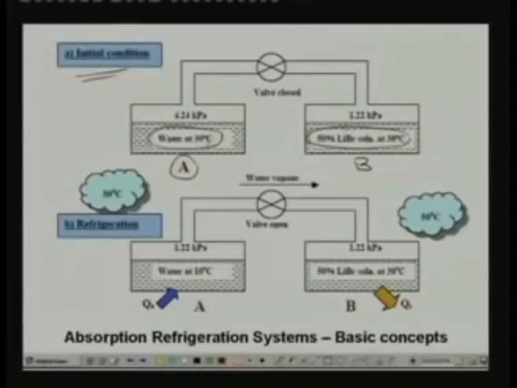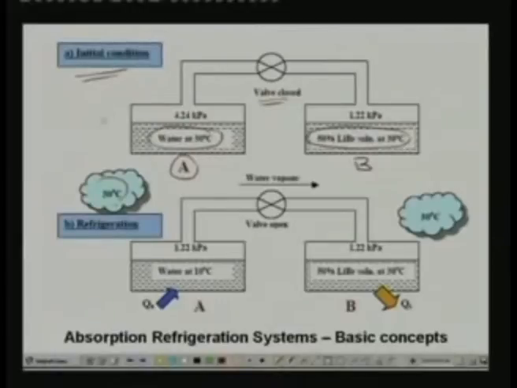Okay. So, one is a pure solvent, that is water, the other one is a mixture of water and lithium bromide salt. Let us say that initially the valve is closed and the entire system is in thermal equilibrium with the surroundings, which is at 30 degree centigrade. So, everywhere you have 30 degree centigrade in vessel B as well as vessel A, and vessel A and B are isolated.